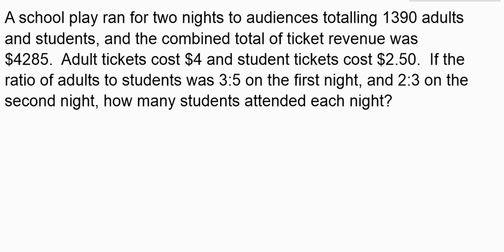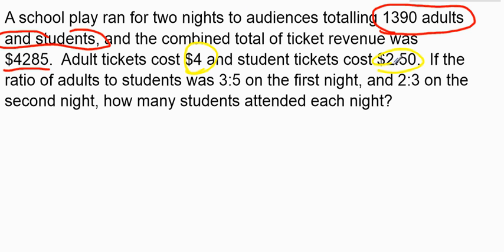A school play ran for 2 nights to audiences totaling 1,390 adults and students. The combined total of ticket revenue was $4,285. Adult tickets cost $4, student tickets cost $2.50. If the ratio, interesting, the ratio of adults to students was 3 to 5 on the first night and 2 to 3 on the second night, how many students attended each night?